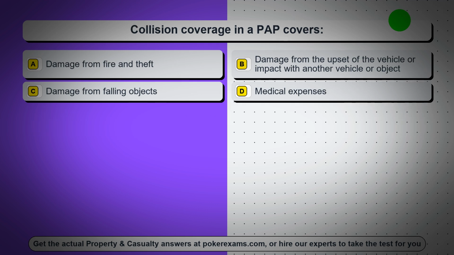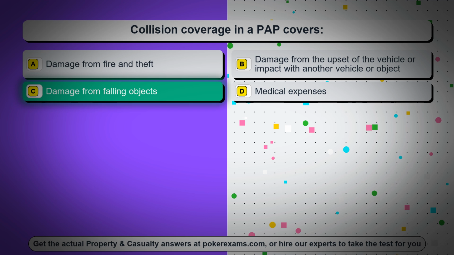Question 19. Collision coverage in a PAP covers, option A, damage from fire and theft. Option B, damage from the upset of the vehicle or impact with another vehicle or object. Option C, damage from falling objects. Option D, medical expenses. The correct answer is option C, damage from falling objects.